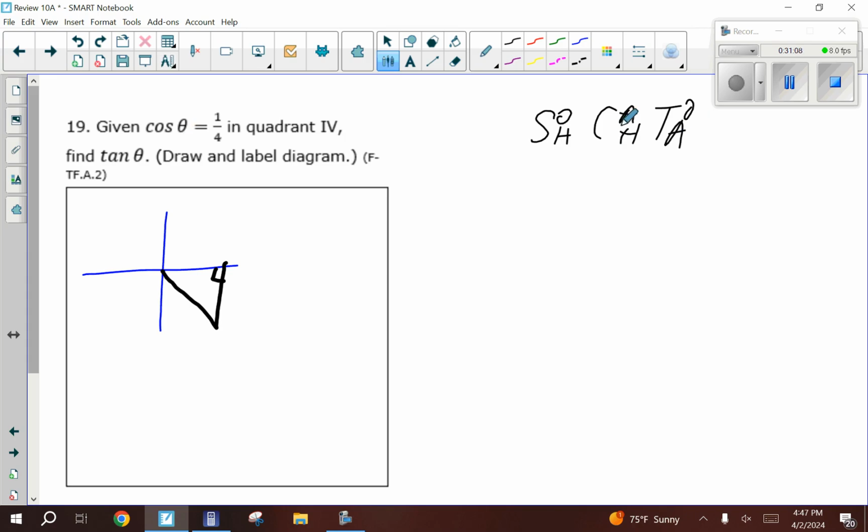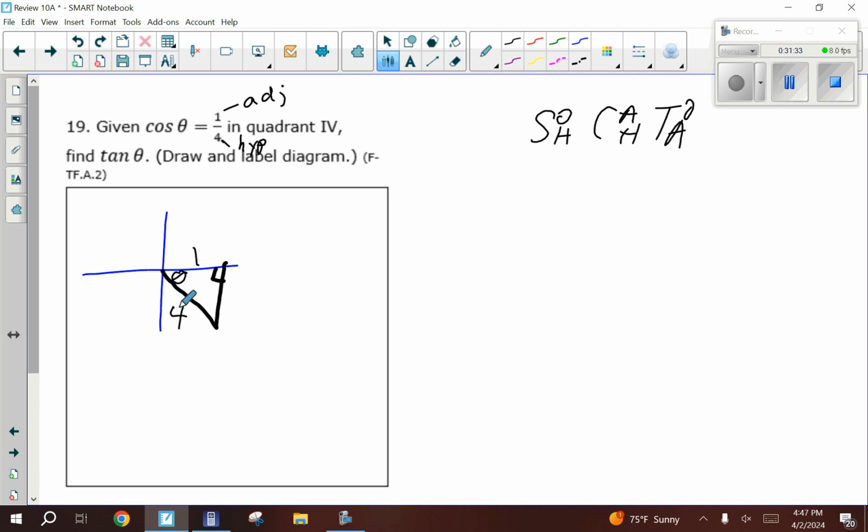They're giving us the cosine, so this means that this is the adjacent side, and that means this is the hypotenuse. So when I label this based off of this corner right here, because theta is always in that corner closest to the origin, the adjacent side is going to be the x-axis. The adjacent side is always the x-axis. And then the hypotenuse is 4.